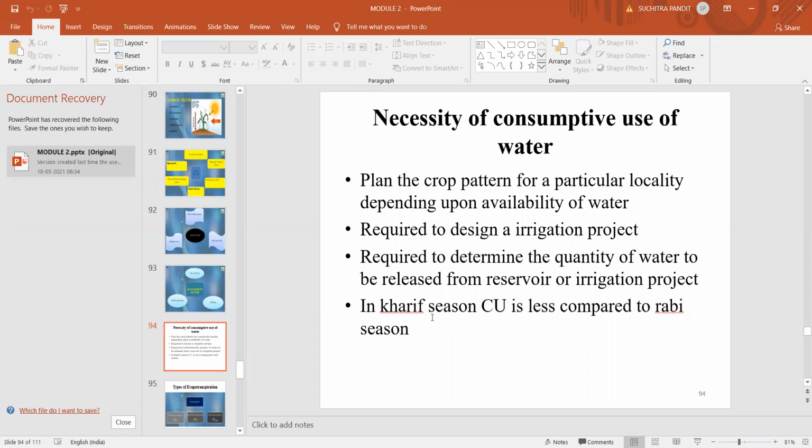In Kharif season, the crops are sown in the month of June and harvested in the month of September or October. Whereas in case of Rabi, the sowing is done in the month of October, November, and the harvest is done in the month of January, February. There are two major crops, and in case of Kharif crops, since they are sown in the rainy season, the water requirement will be very less when compared to the Rabi season.